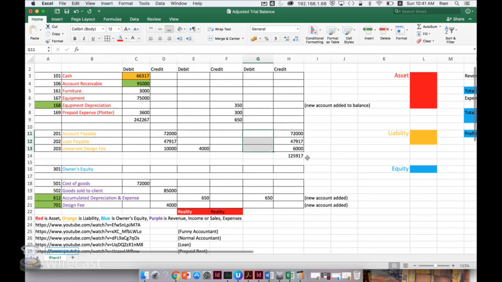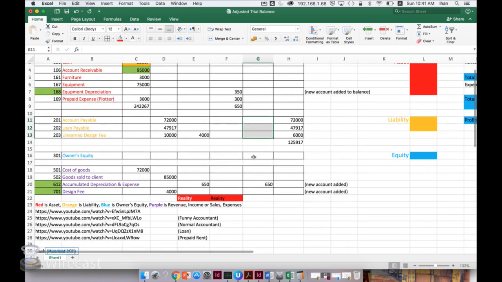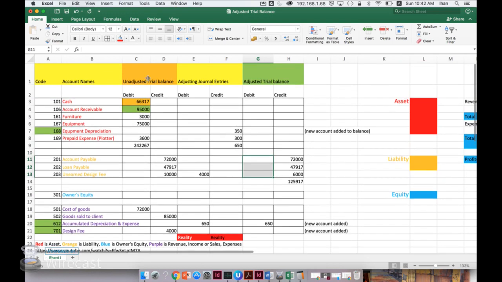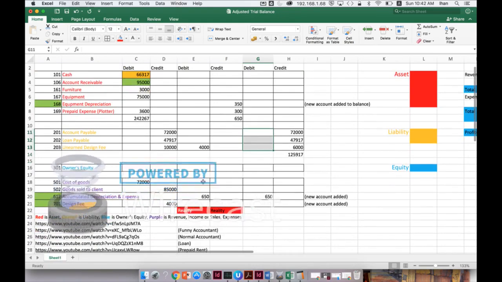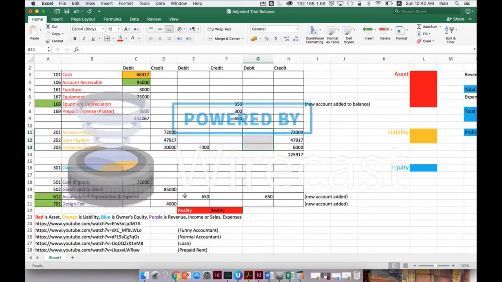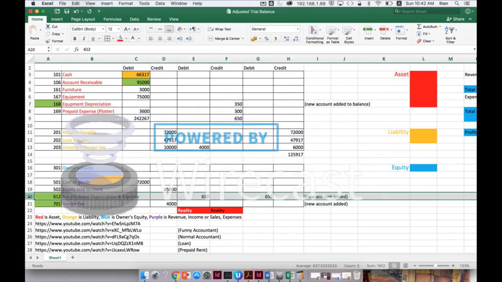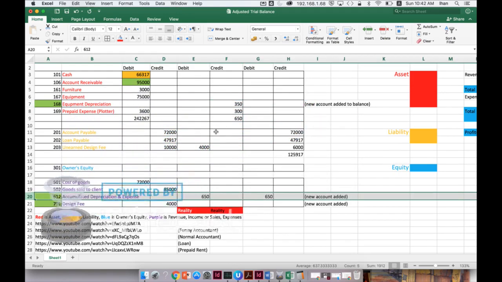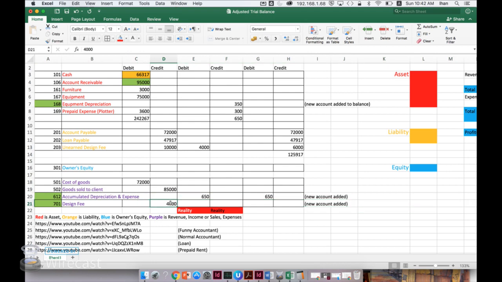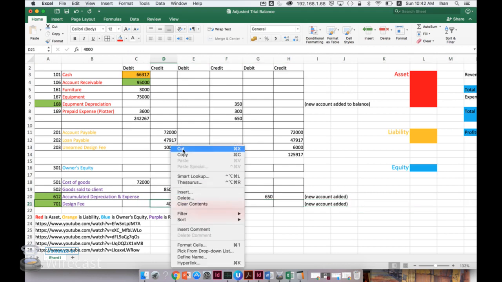Hopefully before next week you finish these two columns, and if you already start to understand, you can. I think I gave you all the numbers here. So these two numbers coming together is this. I already gave you all of this, and, let's see, design fee, maybe that's not here.